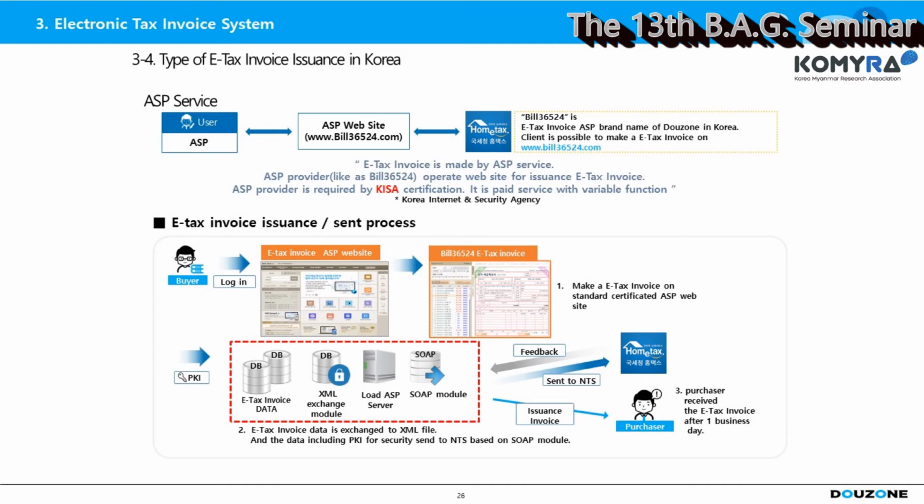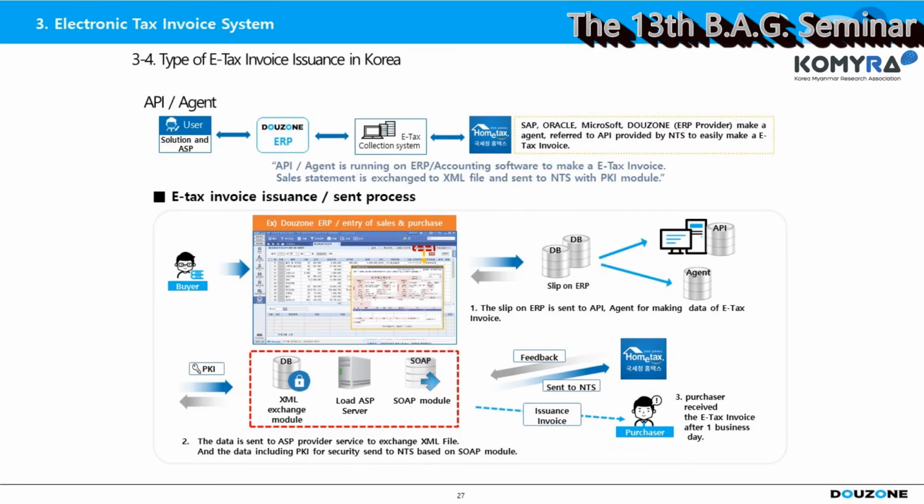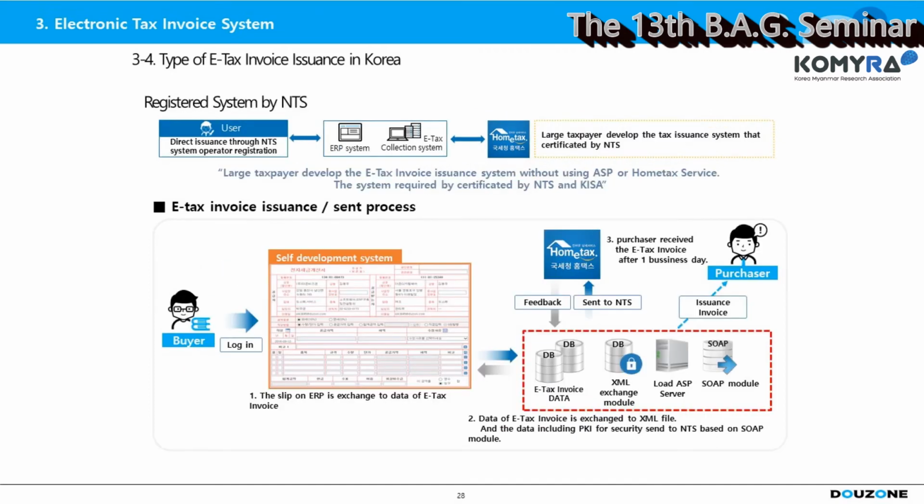They operate the website for issuing e-tax invoices. An ASP provider is required to have KISA certification in Korea. It is a paid service, but it has a lot of functions. Third is the API agent, which runs on their ERP or accounting software to make the e-tax invoice. The sales statement is converted to an XML file and sent to the NTS with a PKI module for security.